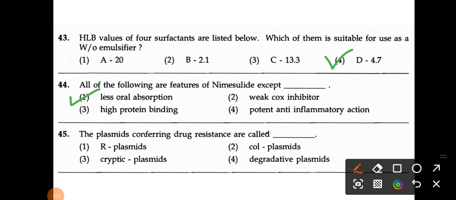The next one, question number 45. The plasmid conferring drug resistance is called R plasmid, col plasmid, cryptic plasmid, or degradative plasmid. So here the correct answer is your R plasmid.